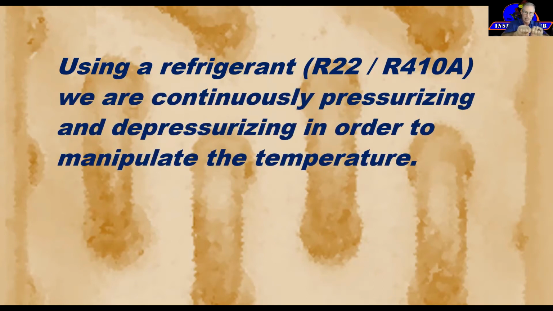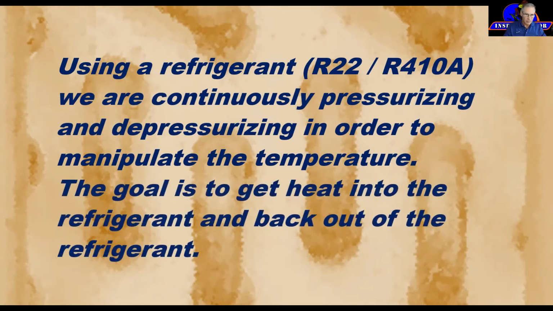All we're doing is taking this refrigerant with certain characteristics and continuously pressurizing and depressurizing it in order to manipulate the temperature. That's it. We take the refrigerant in this loop, continually pressurize and depressurize it in order to manipulate the temperature. When we do that, the goal is to absorb heat or reject heat. That's it. Refrigerant going through a cycle, we pressurize it, depressurize it, absorb heat, reject heat. Simple. That's all this is.